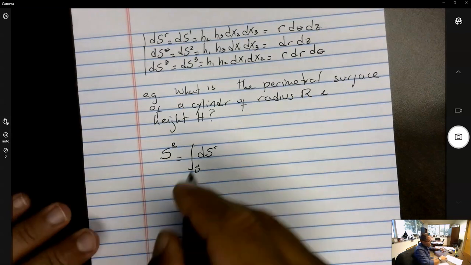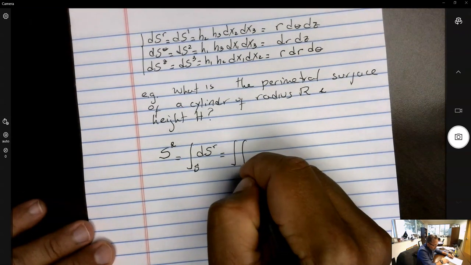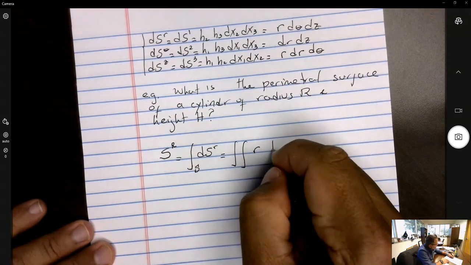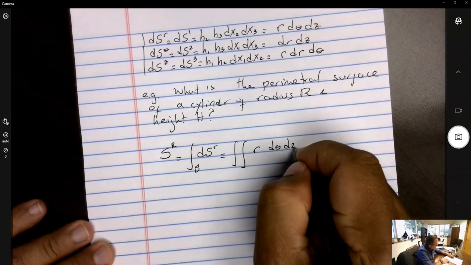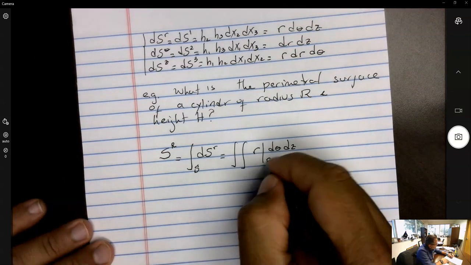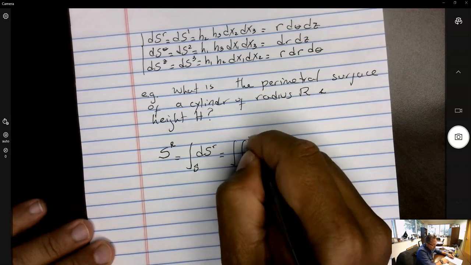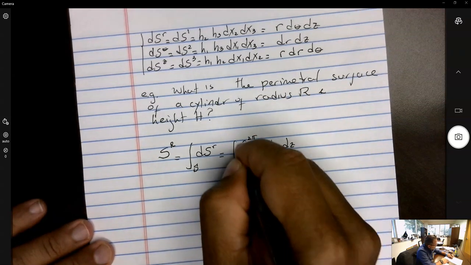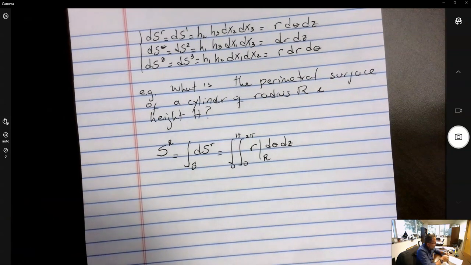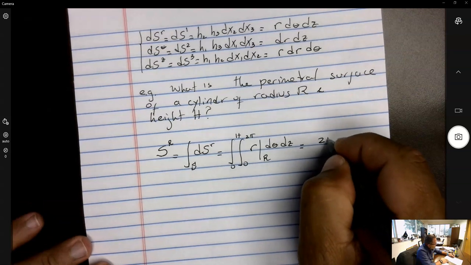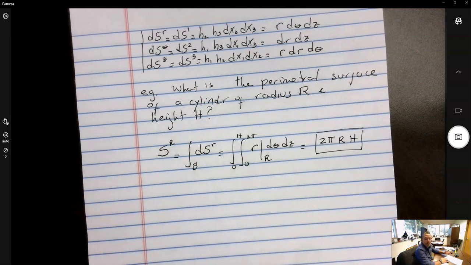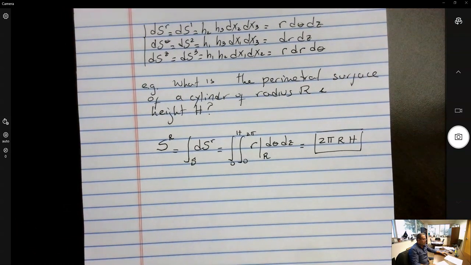So that would be the integral of ds_r, which is r d theta dz, when r is equal to R, because we're only doing that at the perimeter, from theta from 0 to 2 pi, and z from 0 to h. So this comes right out of the integral. There's no r integration here, and that is directly 2 pi R h. So that is the perimetral surface area of a cylinder.